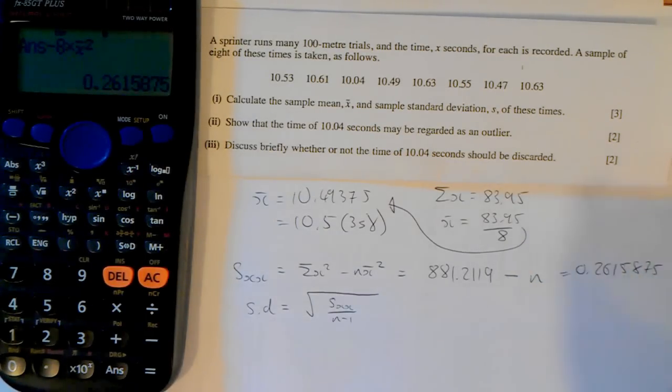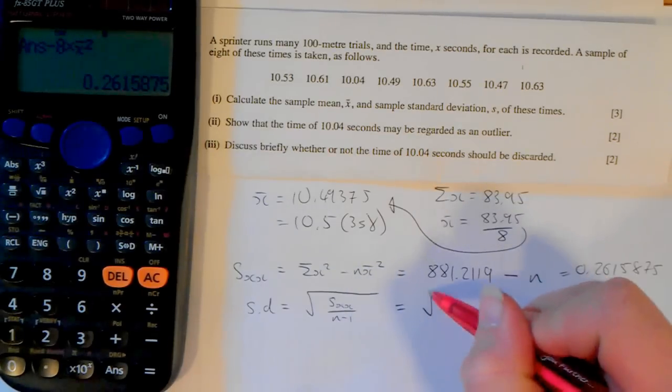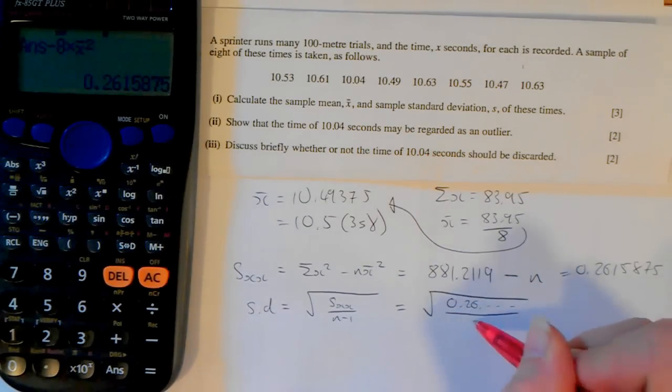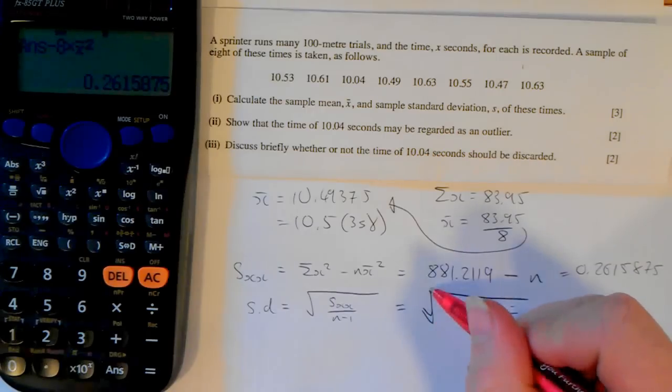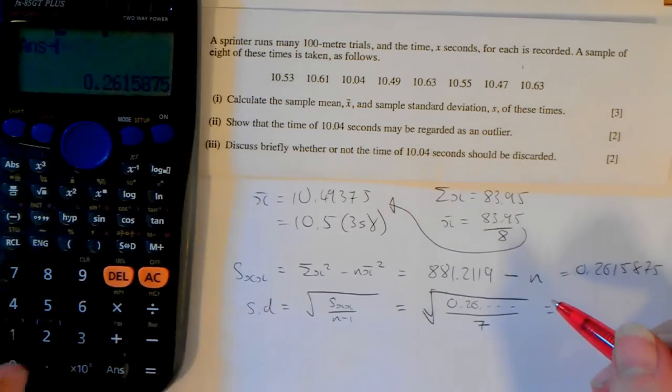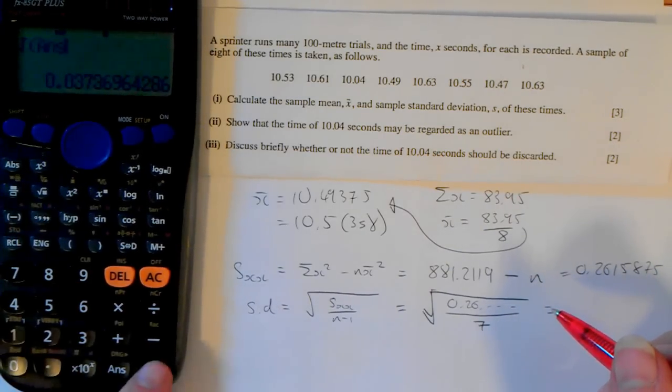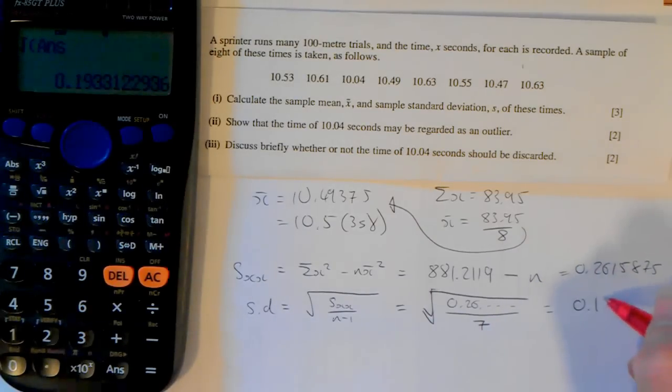Finish the job, and I've got this equaling 0.2615875. I'm not going to round that yet because I'm going to use it. So the standard deviation is a square root of that answer, whatever I just wrote down, divided by 7, 1 less than n. So I better just divide that by 7 and square root the answer. And I've got an answer of 0.193 to 3 significant figures.